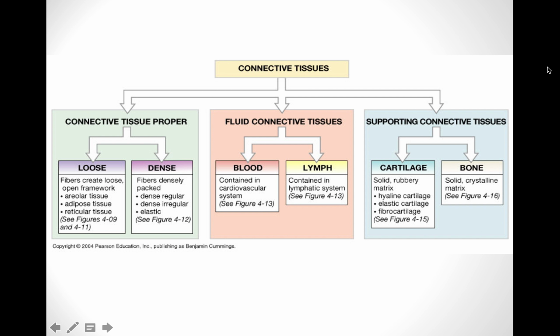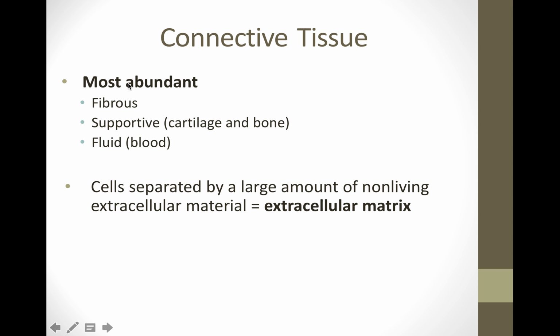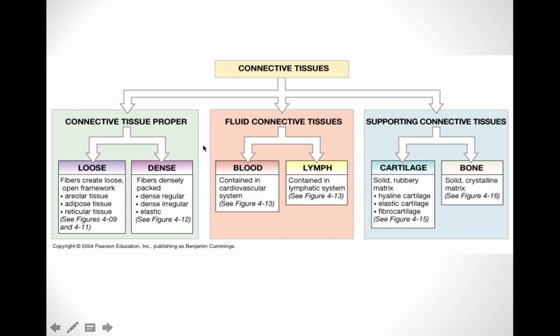Now again, looking at the connective tissue and the 3 main groups, you can see you have connective tissue proper. If you go back, fibrous and the word proper imply the same thing. So we have proper that's broken down to loose and dense. Fluid is broken down to blood and lymph. And supportive is broken down to cartilage and bone.